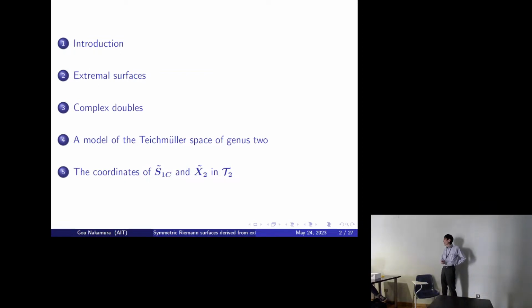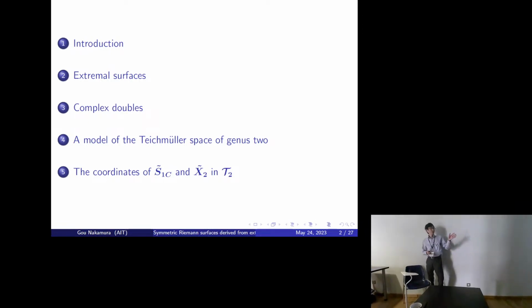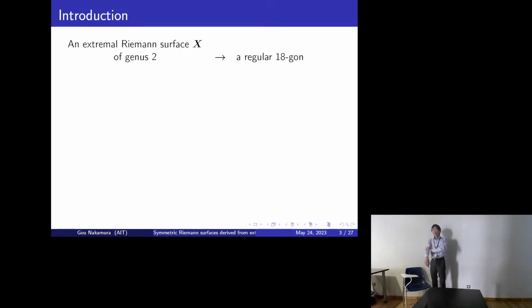So, this is the table of contents, and keywords are extremal surfaces, compressed doubles, and a model of Teichmüller space of genus 2. And the last section, the coordinates of some kinds of two marked closed Riemann surfaces in the Teichmüller space. So, so far I have studied extremal surfaces. I use the term extremal in the sense that the surface contains the largest radius. The radius is determined only by the Euler characteristic.